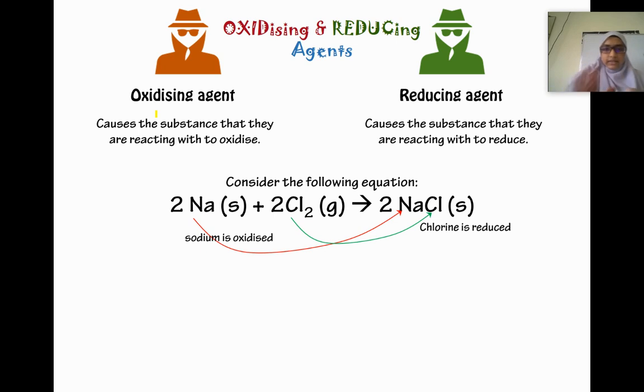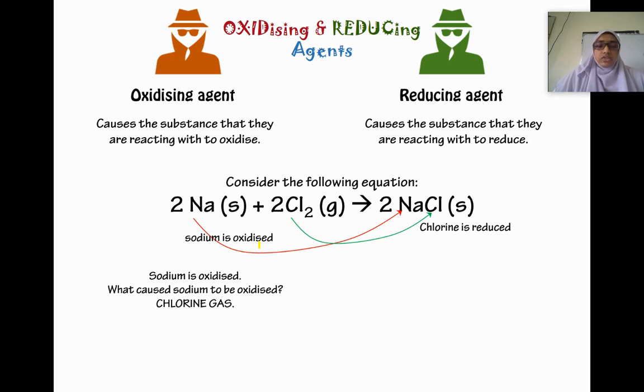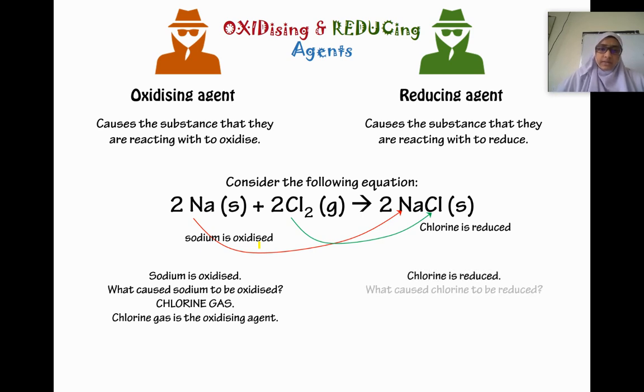Okay, so let's look at the chlorine and the sodium example again. We can see sodium is oxidized and chlorine is reduced, right? So in this case, which is the oxidizing agent? If sodium is oxidized, that means it was oxidized by what? It was oxidized by chlorine, right? So chlorine is then the oxidizing agent. Now chlorine is reduced. But what has caused chlorine to reduce? It is the sodium. So sodium is the reducing agent.